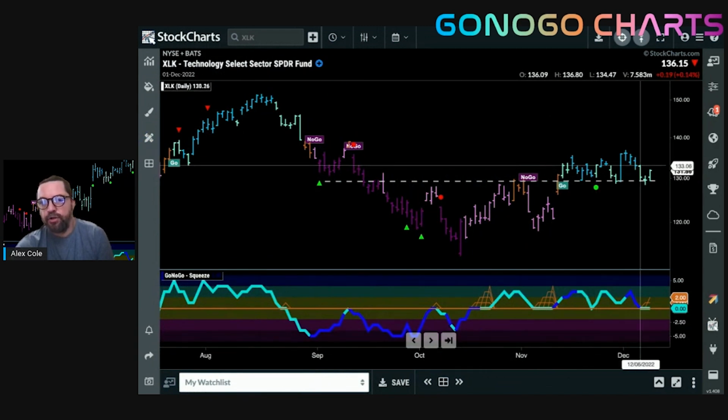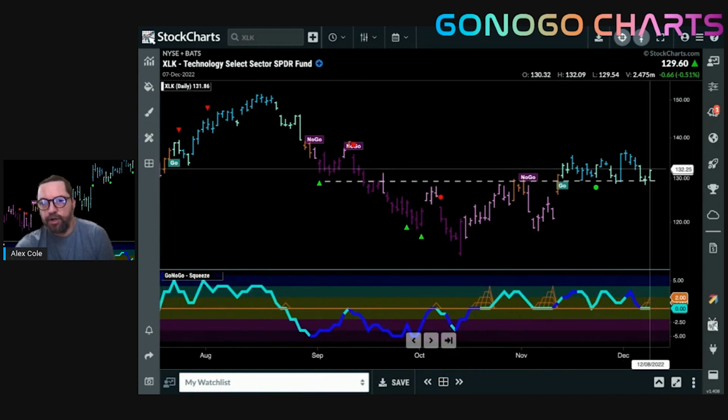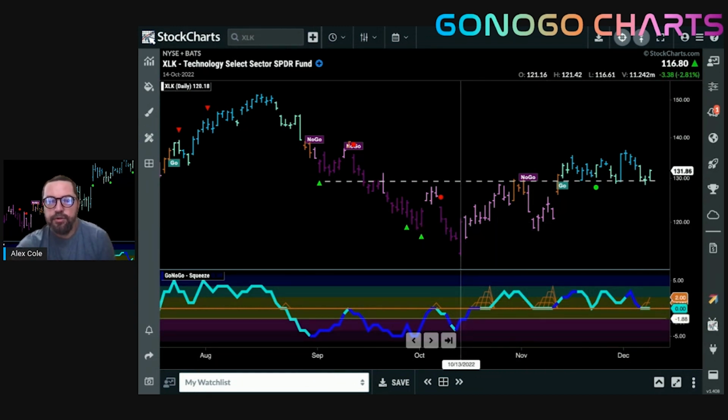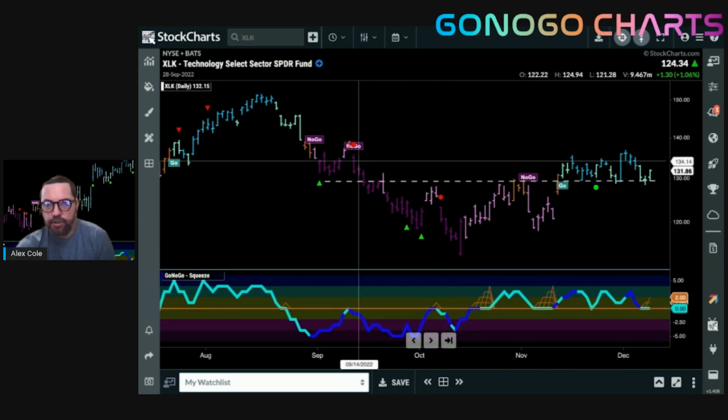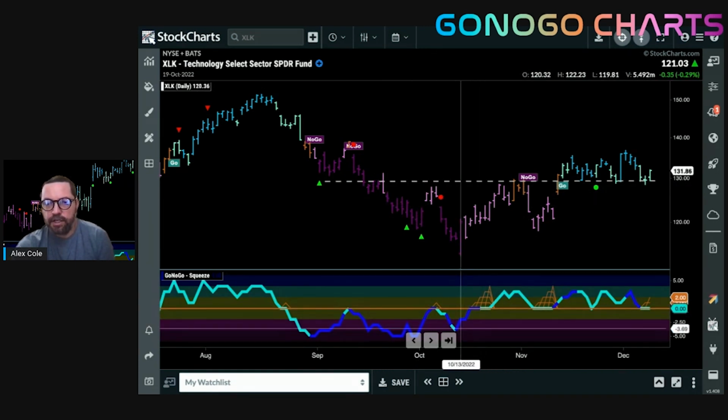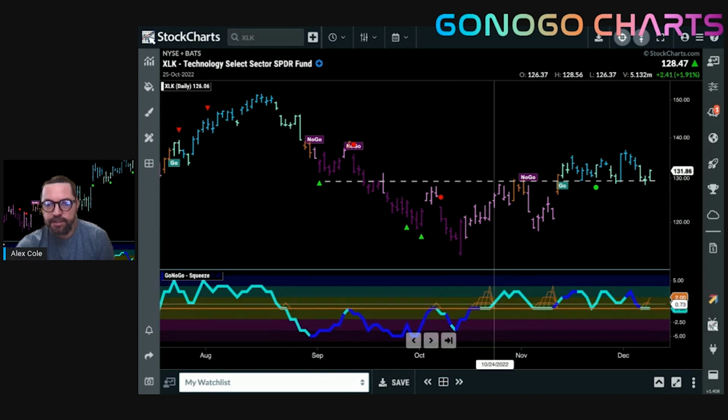We had that strong down day Tuesday, but bounced right back up off the support level. Now, when we turn our eye to the oscillator panel, this is where we can use our go-no-go oscillator to give us that leading indication of what's happening. You can see as this no-go correction bottomed out, the oscillator was unable to find resistance at the zero line.